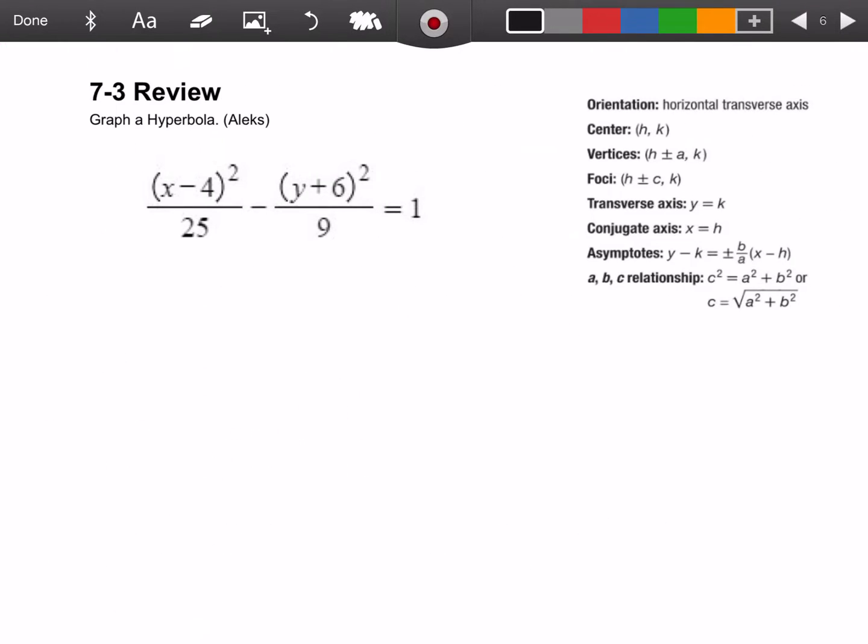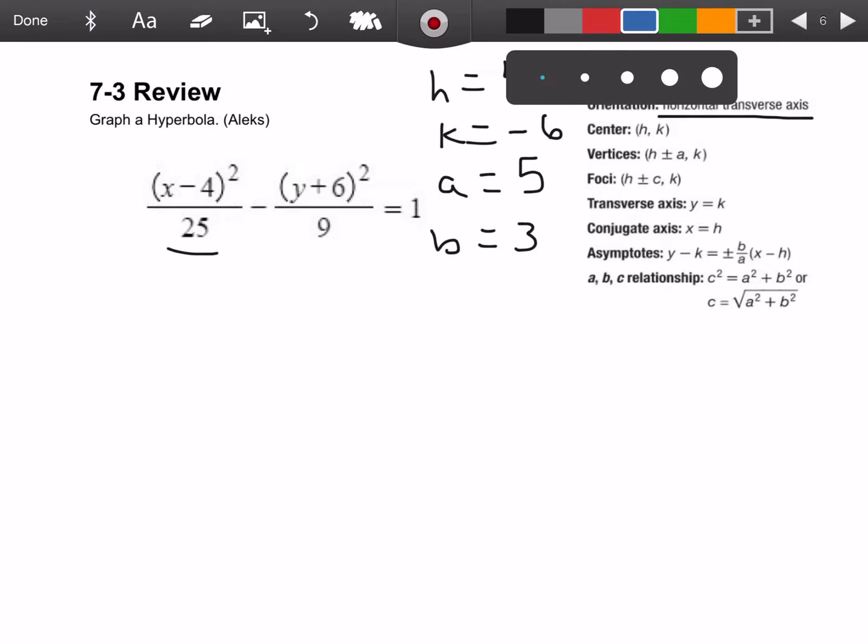So moving on to our next example. Because our x is first, we have a horizontal transverse axis. And so let's just go through h, k, a, and b. We do not need c because we're not finding our focus or anything like that. So h in this case would be 4, and our k would be -6. a would be the square root of 25, so that would be 5, and b would be the square root of 9, which is 3.